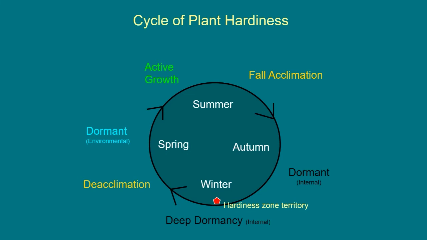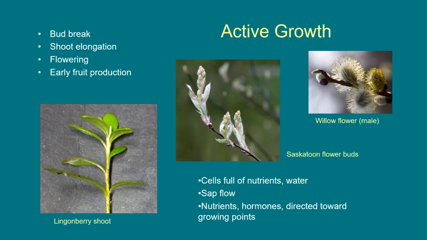A perennial must adapt to the entire season of challenges, beginning with an active growth stage, followed by the period of acclimation, where the plants adapt to lower temperatures, a period of dormancy, and then a period of deep dormancy. This is followed by the deacclimation, where the plant returns to active growth, and the cycle starts all over again. Let's look a bit closer at some of these stages.